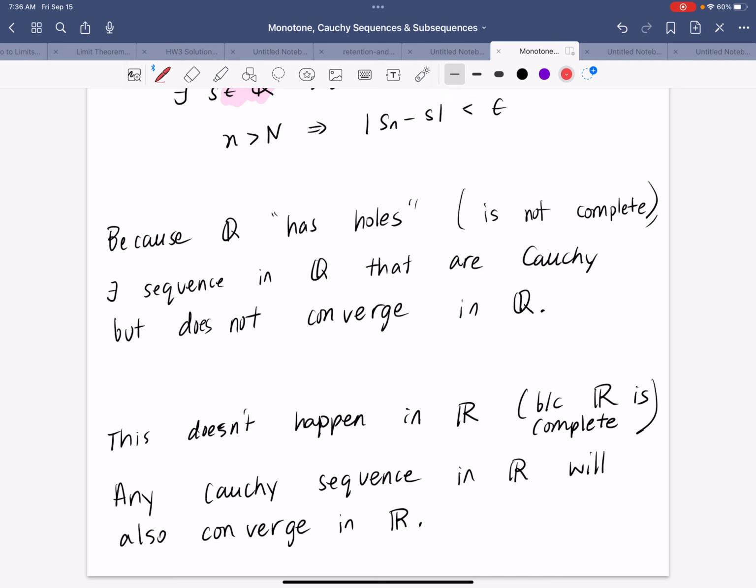Well, here's an example. Take any sequence in Q, a sequence of rational numbers, that converges to an irrational number in R. So an example would be 3, 3.1, 3.14, or even e, right?